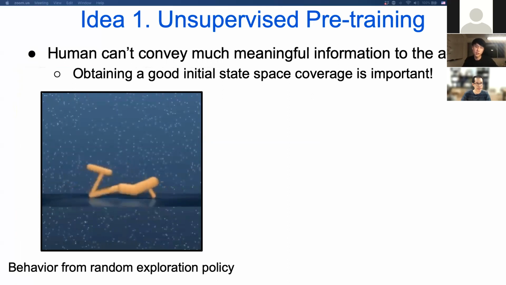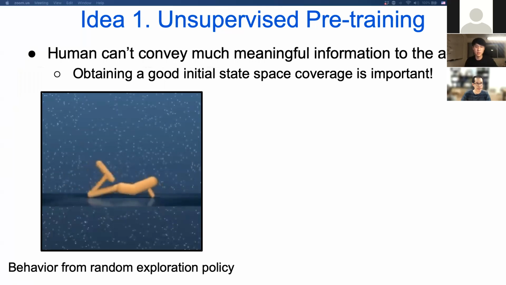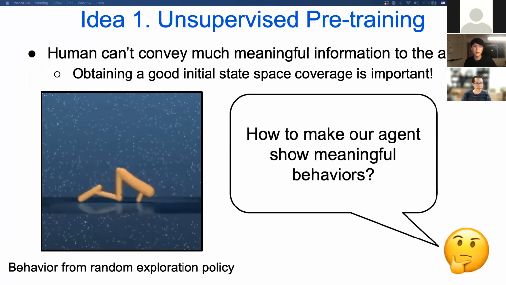Right, the first idea is unsupervised pre-training. First, we found that in the beginning of the training, a naive agent executes a random policy, and the behavior from the random policy is usually hard for humans to judge. This video is the behavior generated by a random policy on the Hopper agent. And as you can see, the behaviors are very static and meaningless. Because of that, it requires much human feedback for this method to show initial progress. So we think about the following research question: how to make our agents show meaningful behavior without additional supervision at the beginning.